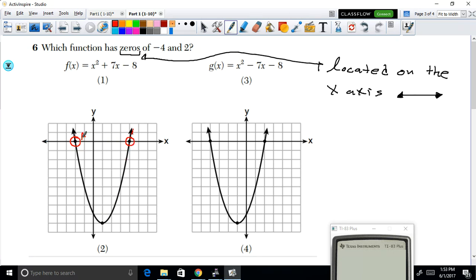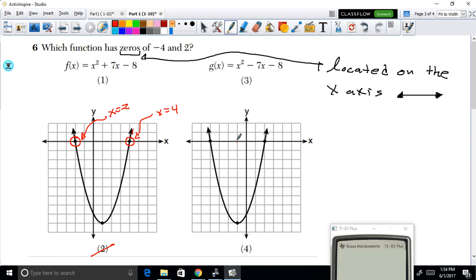Now let's see, what is the value of the x's here? Here we have that x is -2. And here we have that x is equal to 4. So in question 6, option 2, we have zeros at -2 and 4, which is the opposite of what we're really looking for. So this is not our option here.